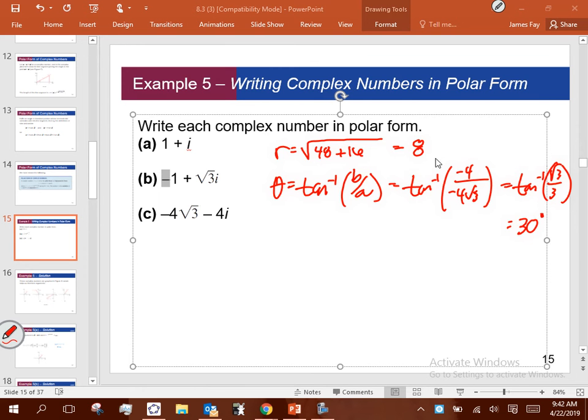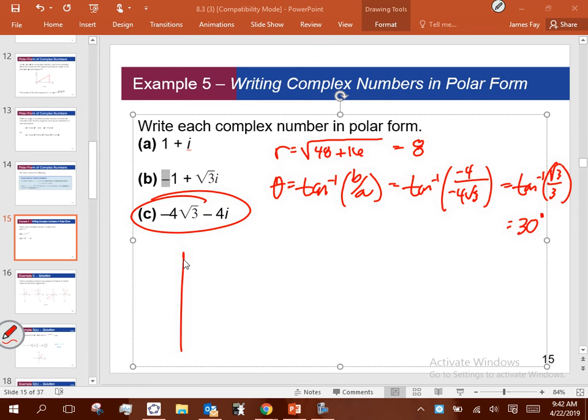Okay. So now I've got r and I've got theta, right? But look at this. What quadrant is that really in? 3rd quadrant, right? Okay. So visualizing that that's a 3rd quadrant angle, and I've got 30 degrees, what do I really need to do to that 30 degrees to put it in the 3rd quadrant? Add 180 to it. So the theta that I'm really interested in here is 210.